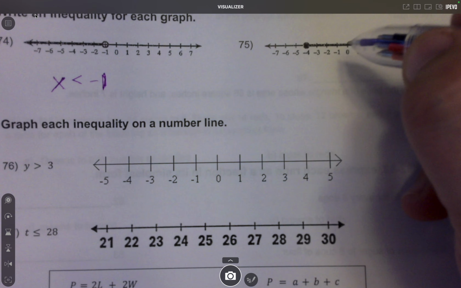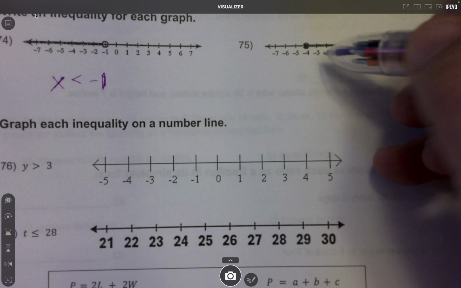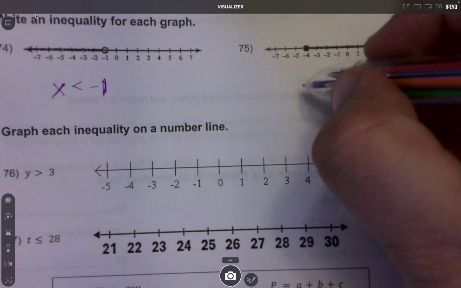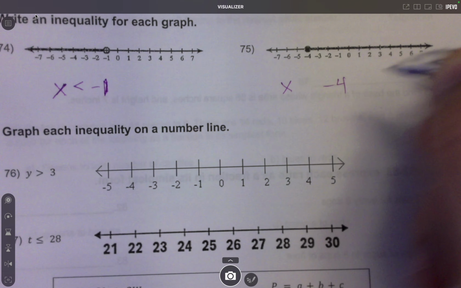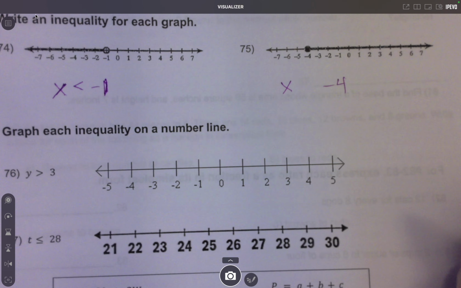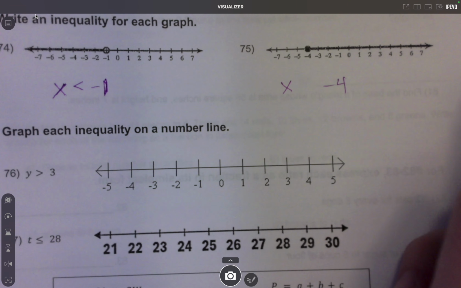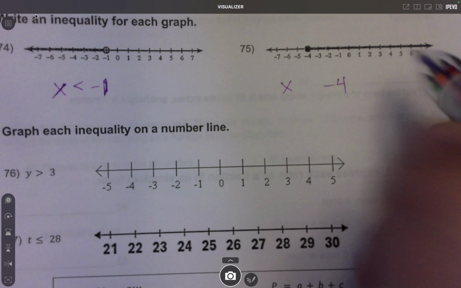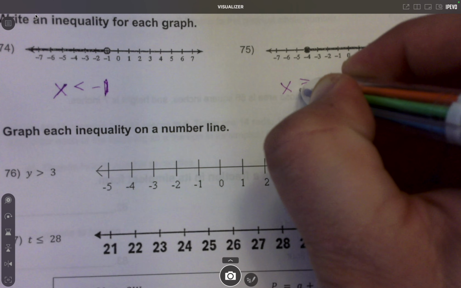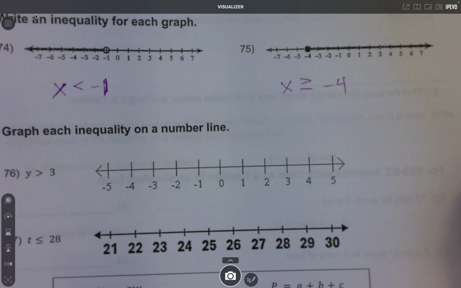However, on 75, there's a closed circle, so we will put that line or equal to. So I put an x. I know negative 4 is the junction or the point where we making things happen. Those are all numbers bigger than negative 4. So I'd say greater than or equal to negative 4.